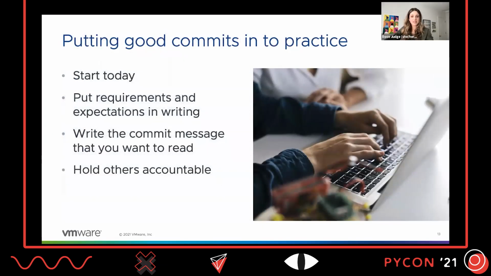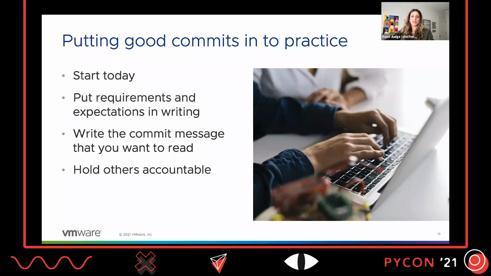So if at any point in this presentation you've thought to yourself, okay, I can see why good, structured, detailed commits are useful, and maybe we have a little bit of room to improve, right? Let's be honest, we all do. How can you start to put these changes into practice for the project you maintain? And it's really as simple as just starting today.